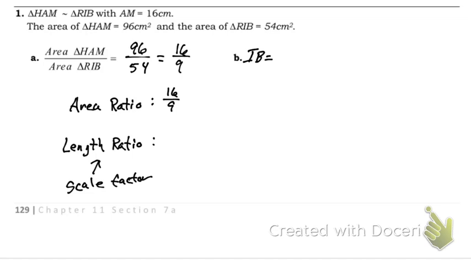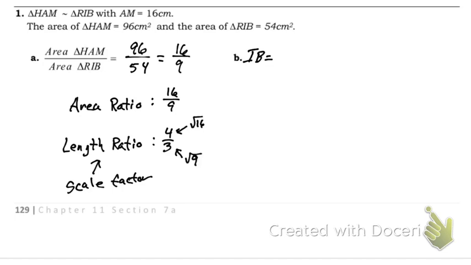Yes, it'd be 4 over 3. Perfect. It would be 4 over 3. Because our area ratio is 16 over 9, we could think of that as being 4 squared over 3 squared. Or we could just think, well, I have to take the square root of 16 and 9. This is the square root of 16. This is the square root of 9.